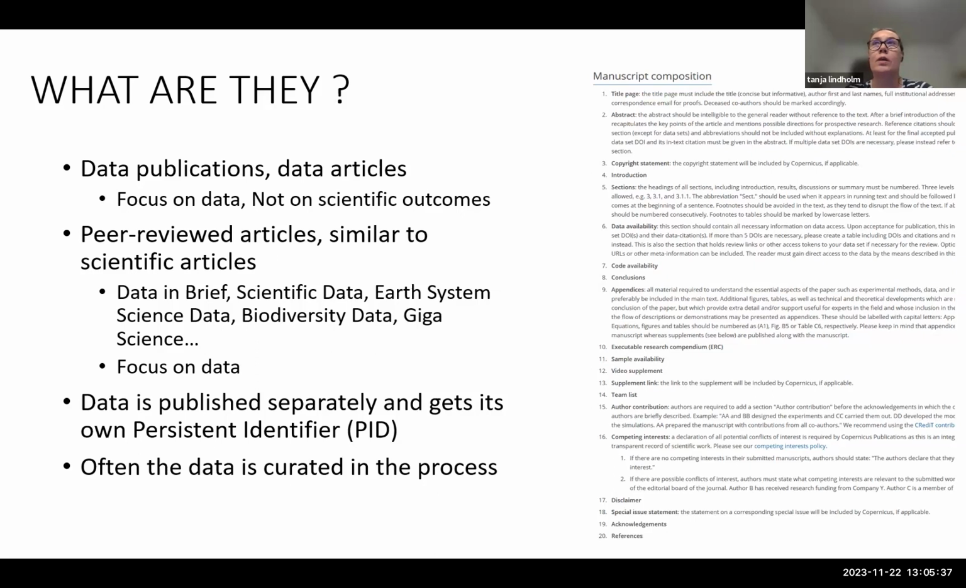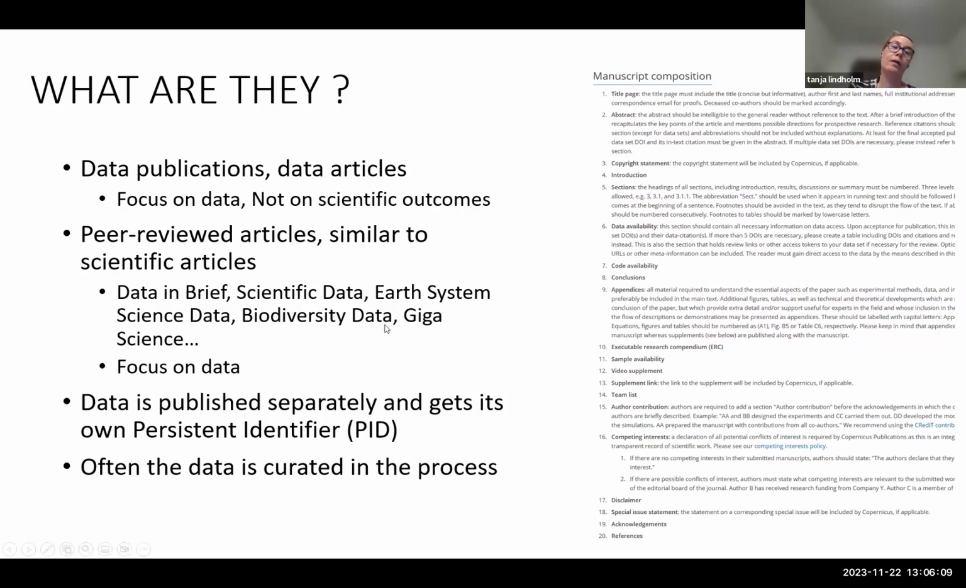Some journals have dedicated repositories, where you don't have to put your data, but they guide you to put your data in a certain place. Other than that, it's a similar process, with the difference that many of the journals actually curate the data in the process. And I think this is one of the major benefits.